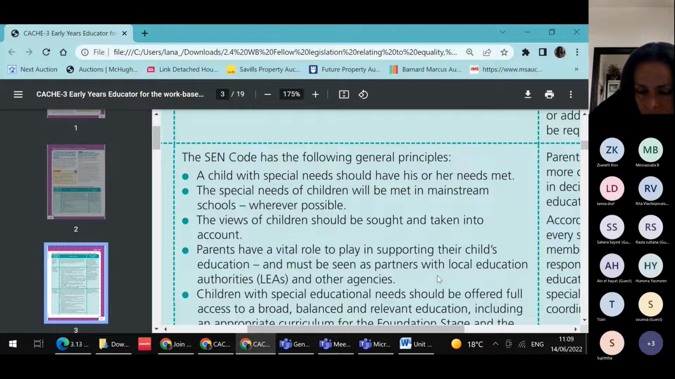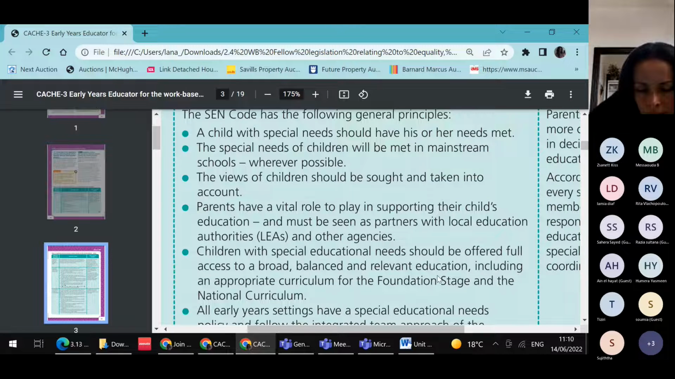Second, the views of children should be taken into account. So if the child wants to do a certain thing, we should do it for him. Or if they don't want, for example, to read books, they want to play, then we help them to play. We shouldn't be enforcing things on the children.